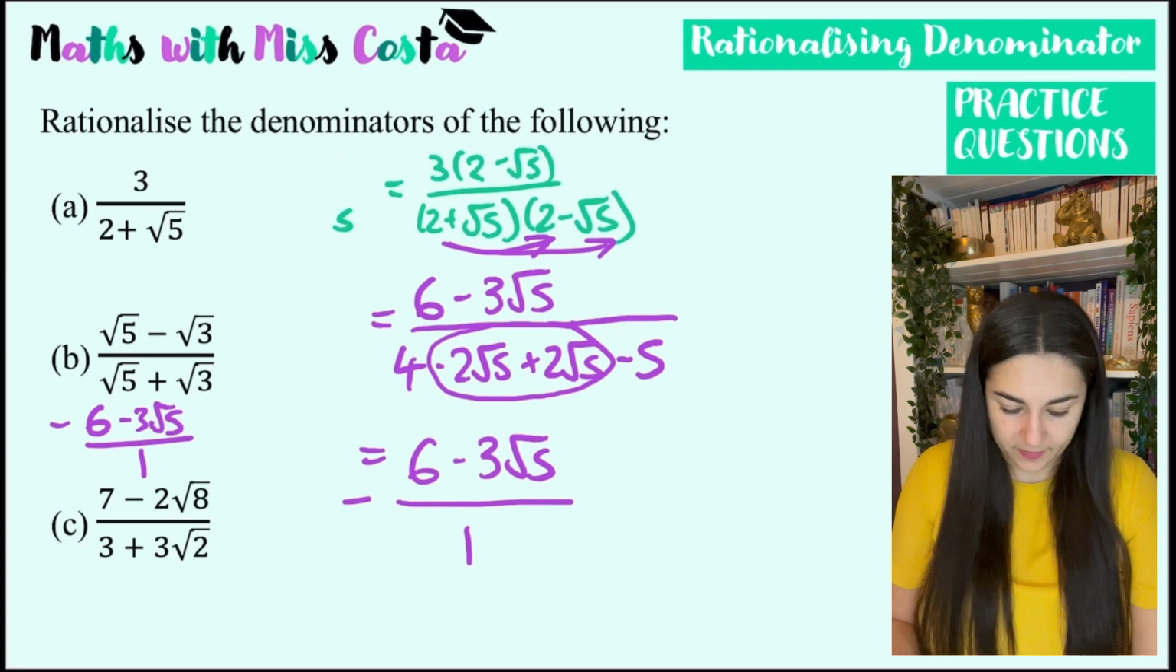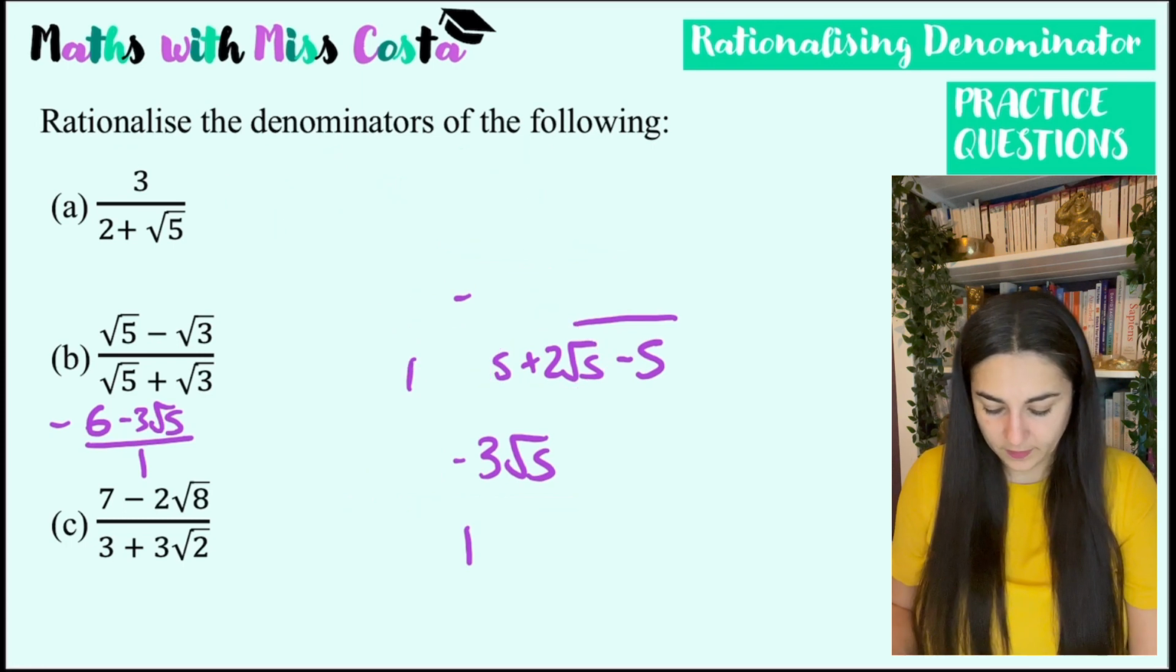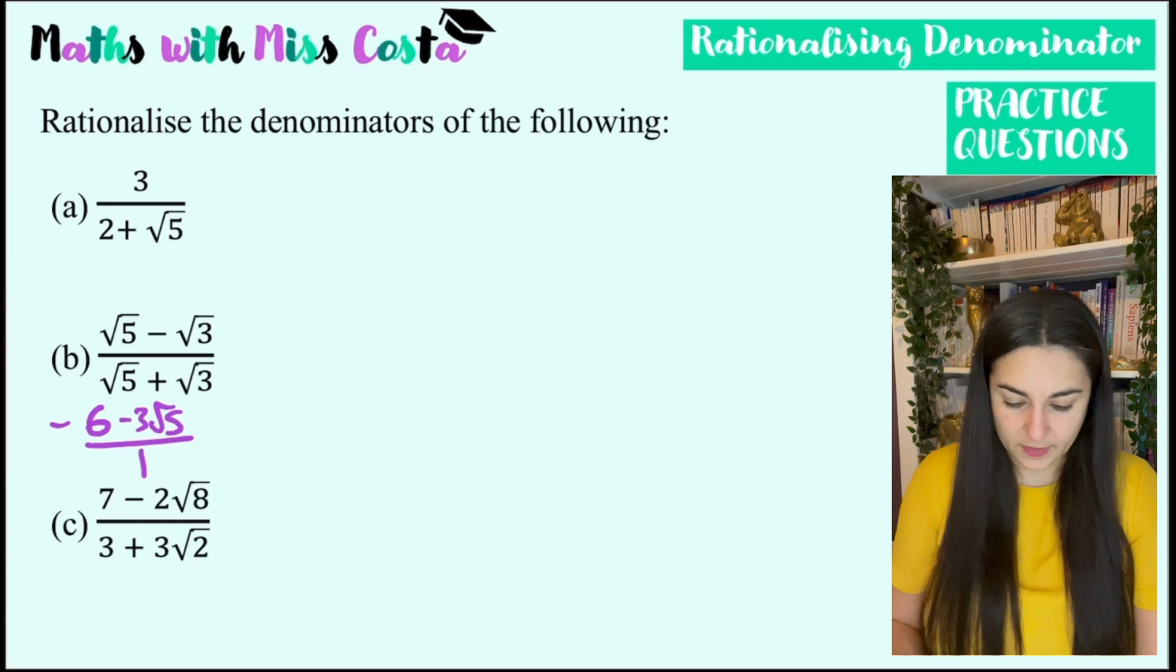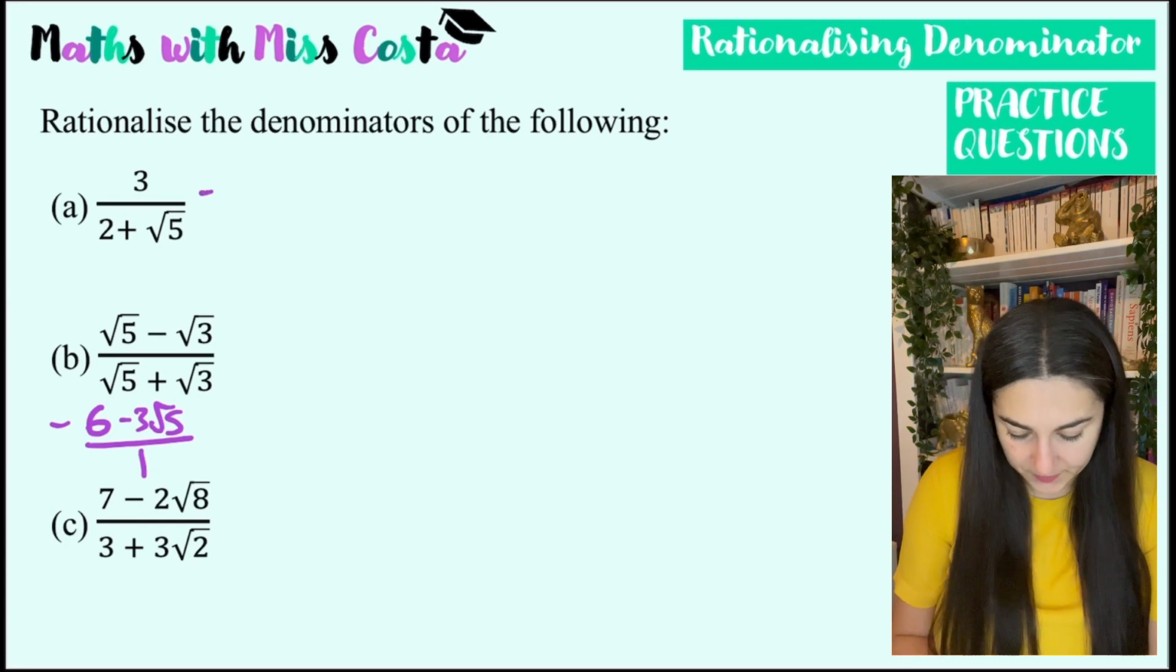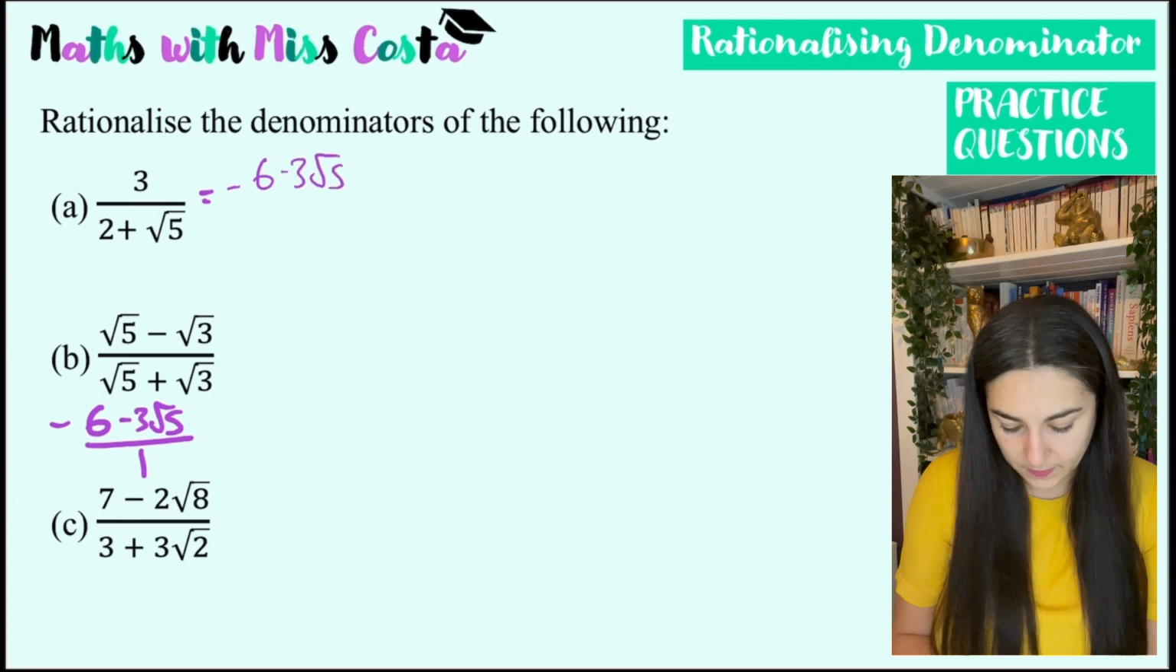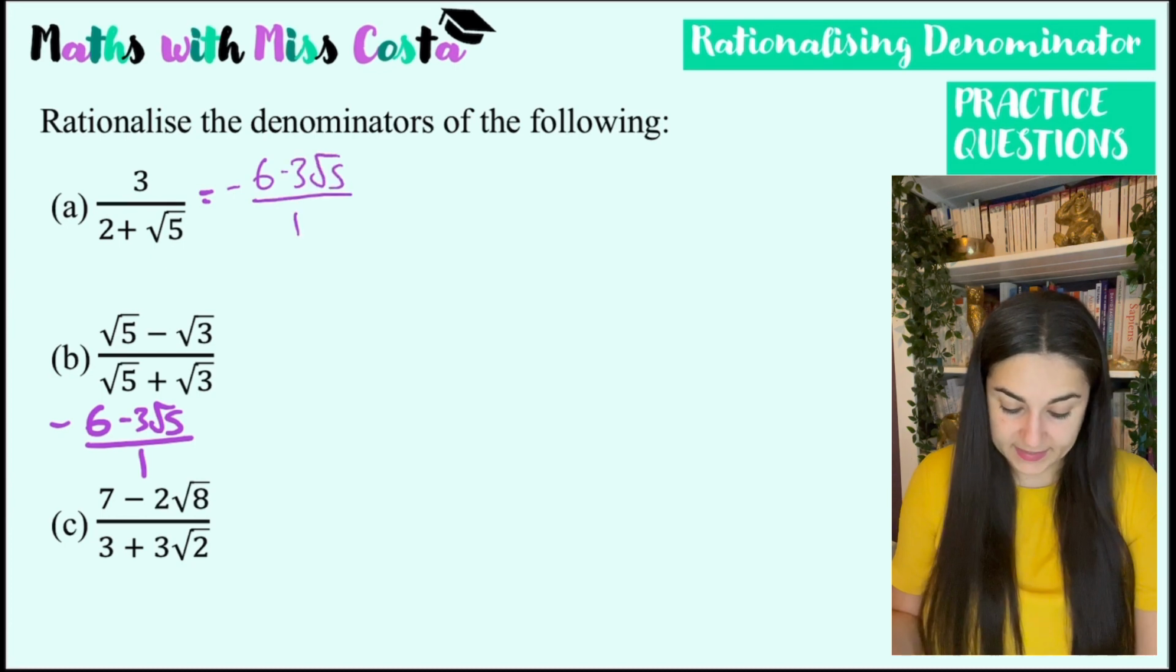Okay, oops, I wrote that in the wrong answer box. Okay, so, or just negative 6 root 5, and just flip the fractions.